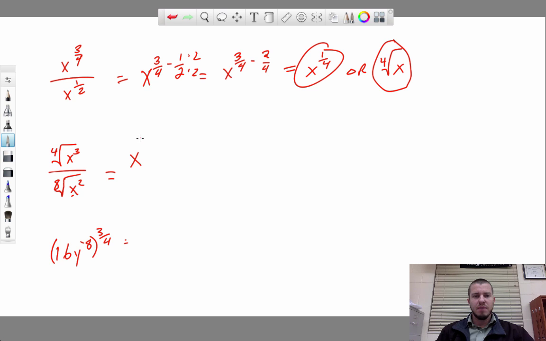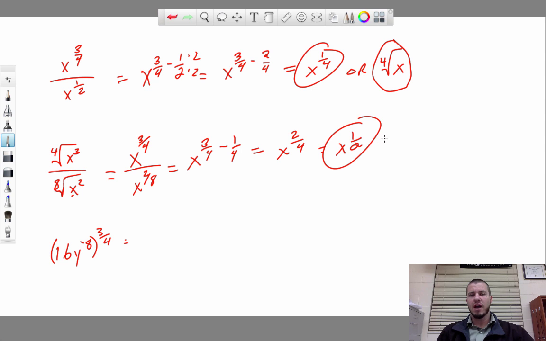This one's going to be x raised to the 3 over 4 divided by x raised to the 2 over 8. And if you notice, now I can subtract them just like I did in the previous one. And 2 over 8 reduces to 1 over 4. So I get x raised to the 2 over 4, which reduces to 1/2.